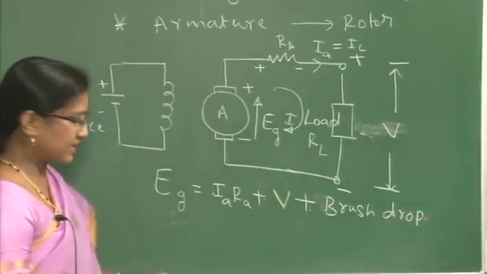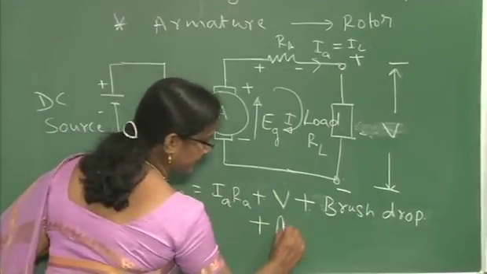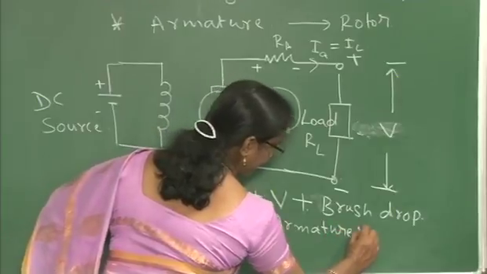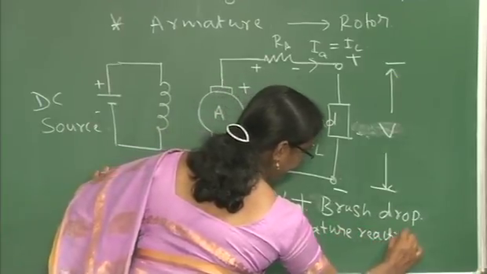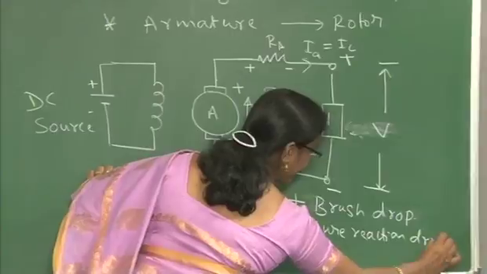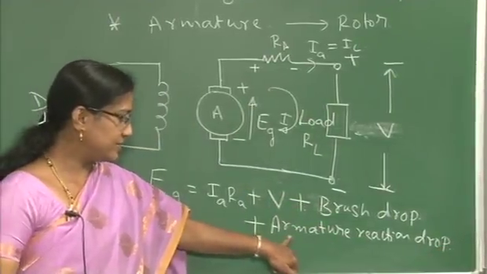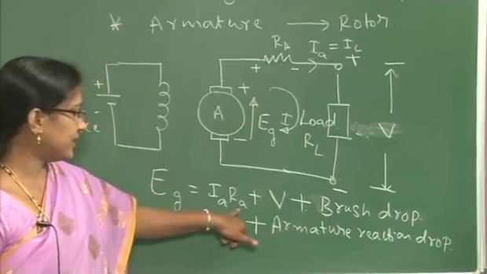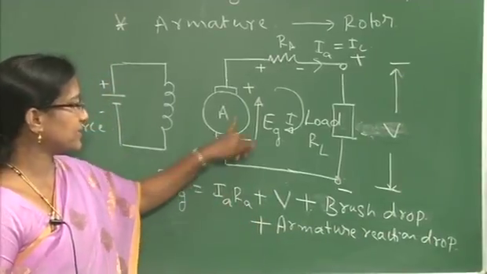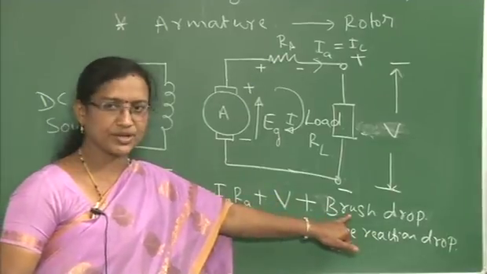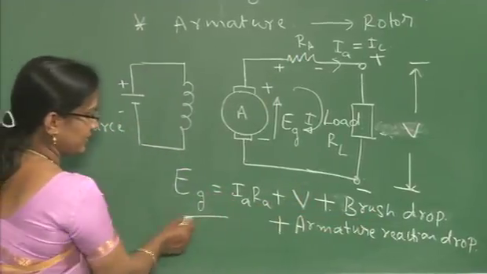And then if you are considering the armature reaction, you have to consider that armature reaction drop also. This armature reaction you are going to study mainly in third semester. Now you consider only this IaRa, that is the voltage drop across the resistance of the armature, then the terminal voltage and the brush drop. So this is the equation of Eg.